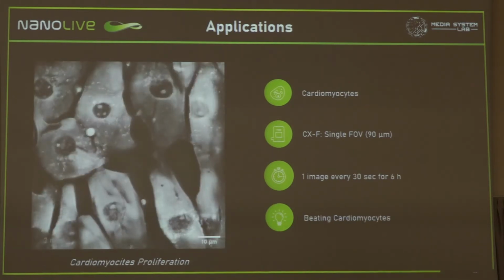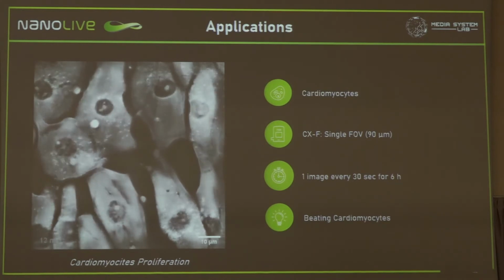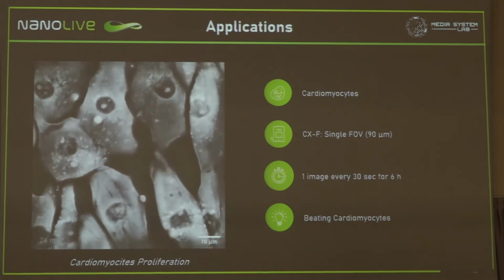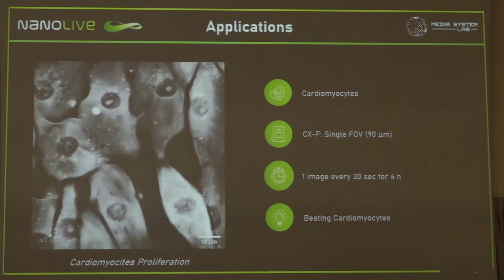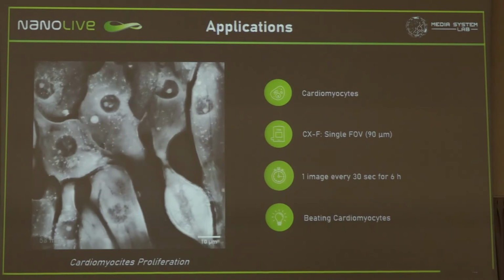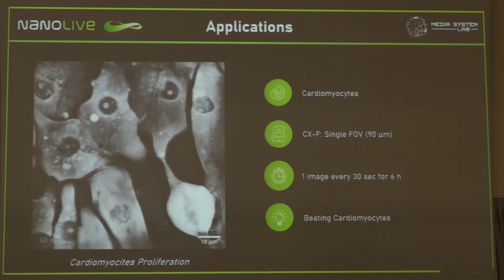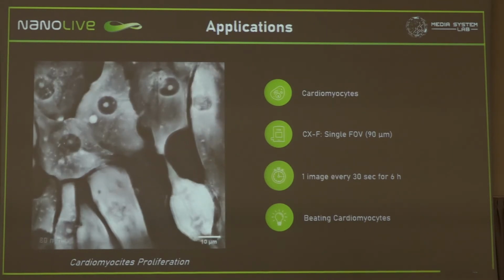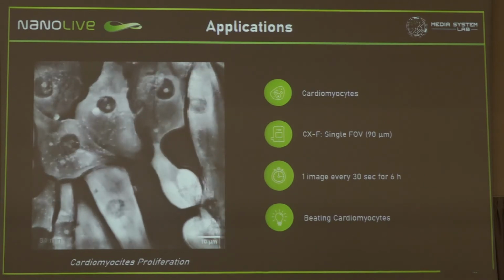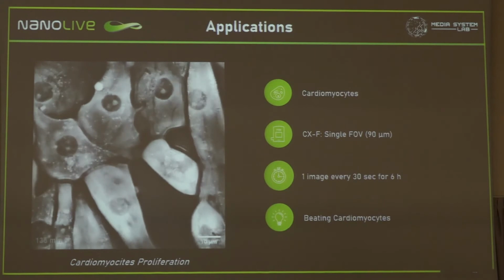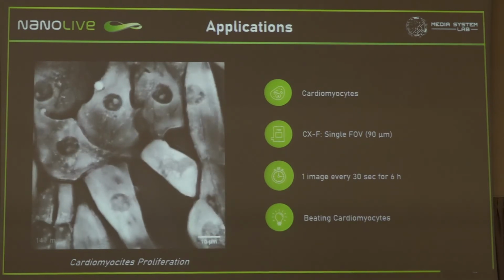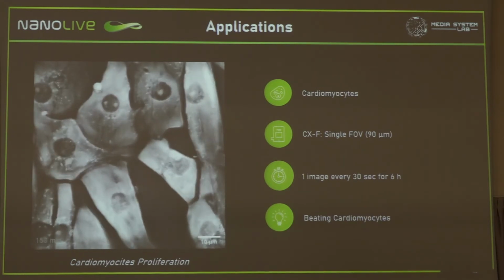Another example, still in muscle, I wanted to show you are those beautiful cardiomyocytes proliferating. If you follow this one, it will divide. What I like about this movie is that it's not shaking, but the cardiomyocytes are actually beating. I show this example because I would like to underline again that these cells are totally fine. There is no bias introduced by NanoLive, again, because it's a totally label-free technology, and the cells are free to live. This is a 6-hour movie, one image every 30 seconds. They are totally fine.